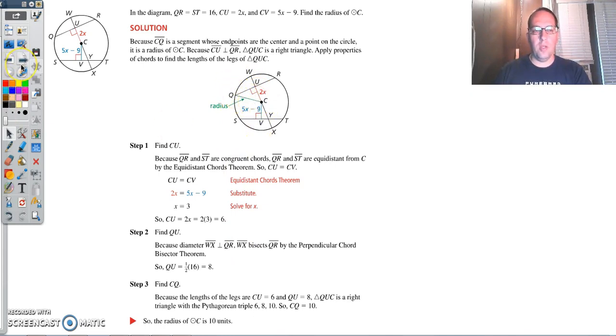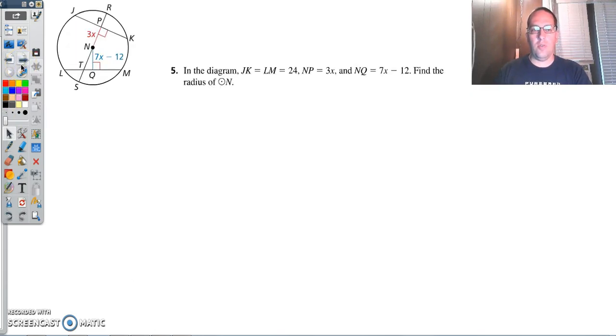All right. And I would like for you to do that on this one. So pause the video and find the radius in this circle, then come back and see if you got it right.